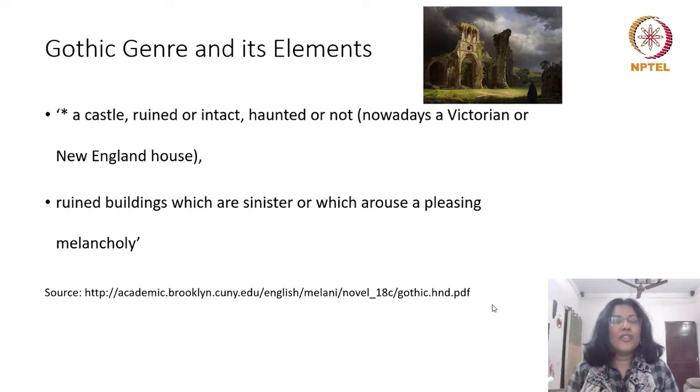The castle could also be a big mansion, a feudal manor or house, and it could have some kind of sinister happenings inside it. Somebody could be imprisoned in secret. Remember Jane Eyre, in which we know that Bertha Mason, the first wife of Rochester, the mad wife, was hidden in the attic. So that Victorian manor house also has a sinister subtext to it, and therefore it can be said to be in the Gothic mode.